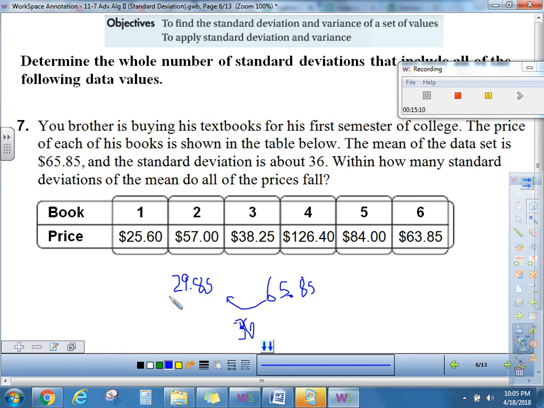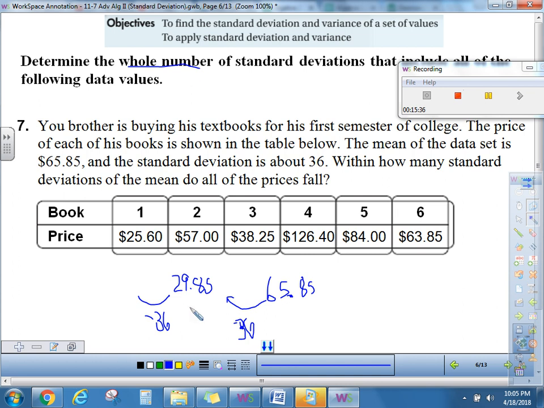So if I subtract 36 again, we're going to be below that 2560, but we can't subtract. It has to be a whole number of standard deviations. Read that problem. How many standard deviations from the mean do the prices fall? Determine the whole number of standard deviations. We have to go one more. So we've gone down 1, 2 standard deviations from the mean.